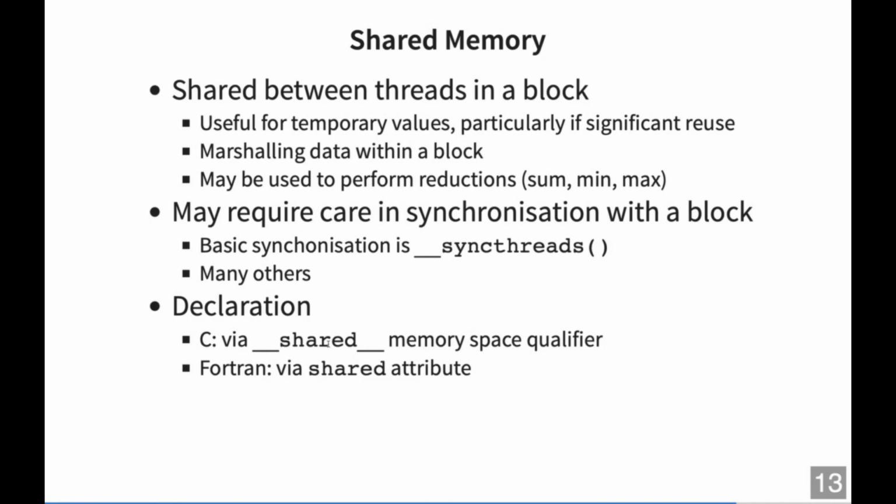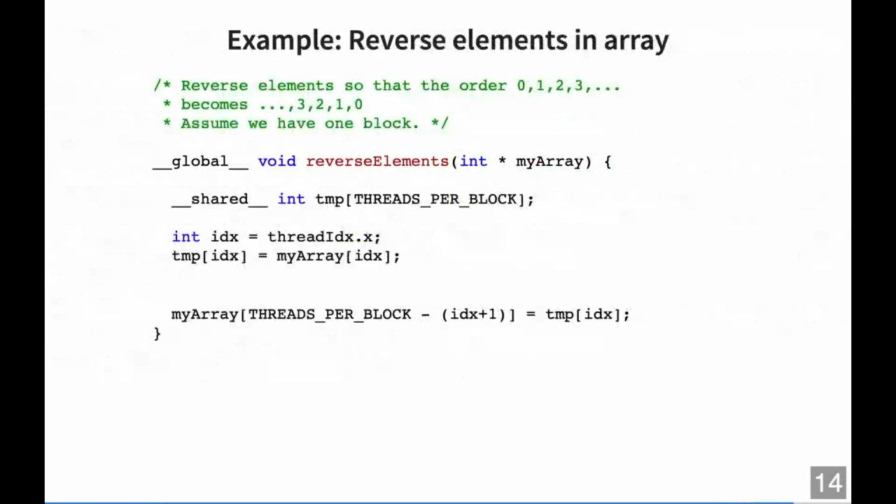So the declaration of shared memory is via this double underscore shared double underscore memory space qualifier in C, and adding a shared attribute in the declaration in Fortran. So I think here we have an example of a kernel which is going to use some shared memory.